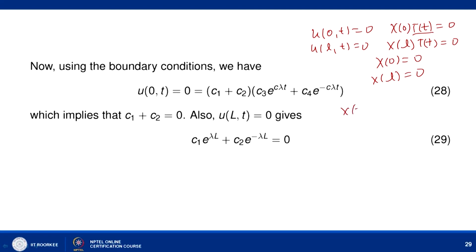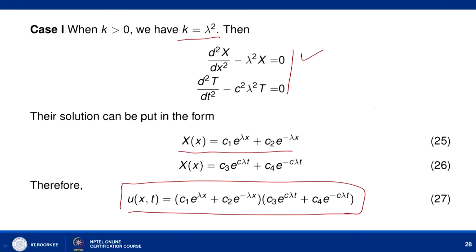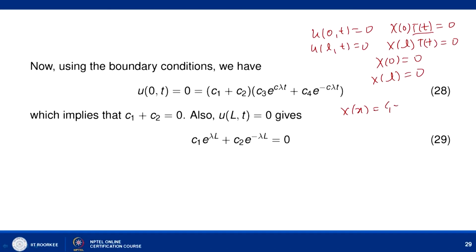Your X(x) is what? X(x) is equal to c1 e to power λx plus c2 e to power minus λx. So use X(0) equal to 0. So what you will get? It is 0 equal to c1 plus c2, and X(L) equal to 0, it means this is 0 equal to c1 e to power λL plus c2 e to power minus λL.